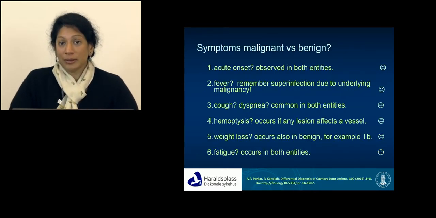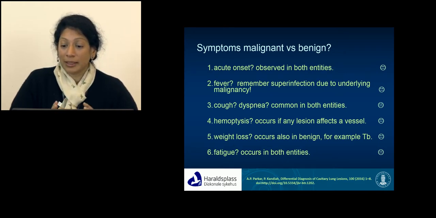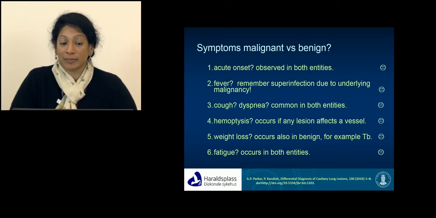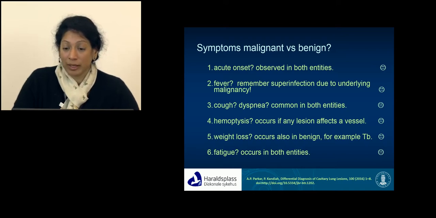If you look at the symptoms, well, can you use patient symptoms to differentiate between malignancy and benign lesions? You can't really do that because acute onset is observed in both entities. If you have a fever, well, we can have a superinfection due to underlying malignancy, so that's not helpful. Cough and dyspnea are common in both entities. Hemoptysis occurs if any lesion is affected. Weight loss, well, you can also have that in a benign lesion, for instance, TB. And fatigue and malaise is very common in both entities, so that's not very helpful.